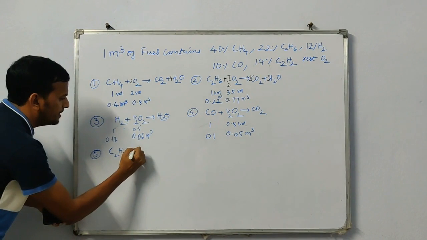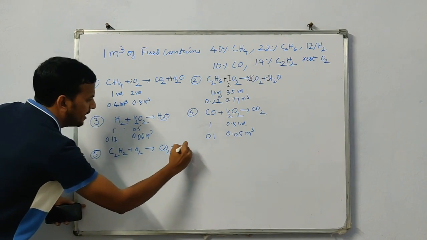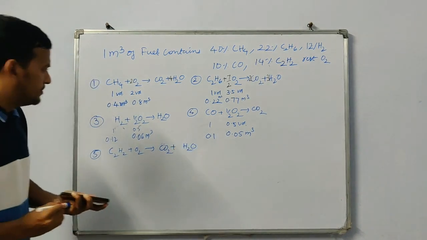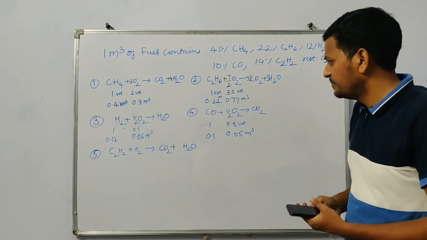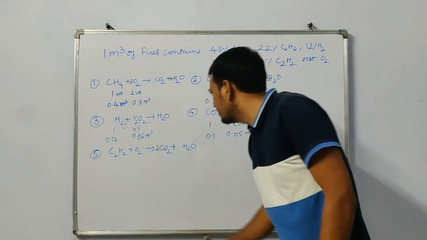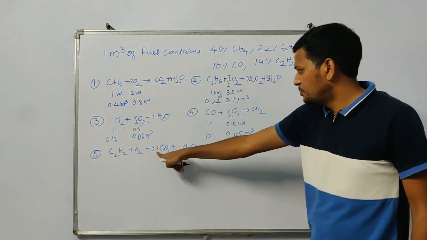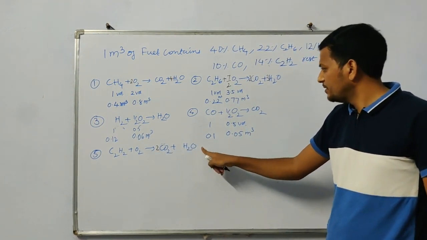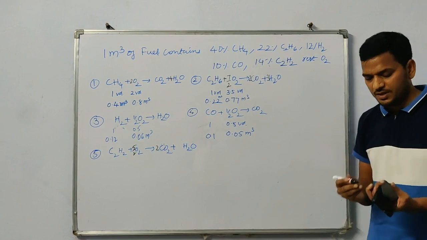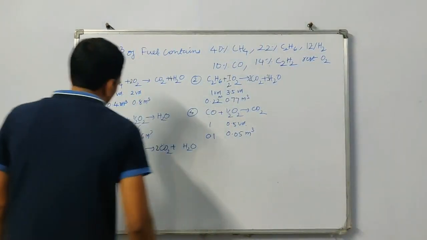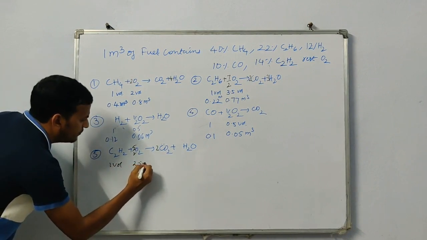And for the last one, you calculate in the same manner. A simple example: C2H2 plus O2 gives carbon dioxide and water. First balance the equation. 2 carbon atoms were there, so let me write 2 here. We have 2 hydrogens, which is satisfied. So 2 plus 2, 4 and 1, 5 oxygens are there on the right hand side. So you put 5 by 2 here. One volume of acetylene requires 2.5 volumes of O2.